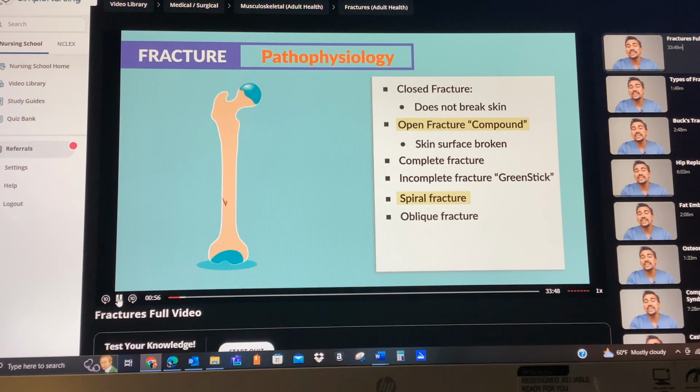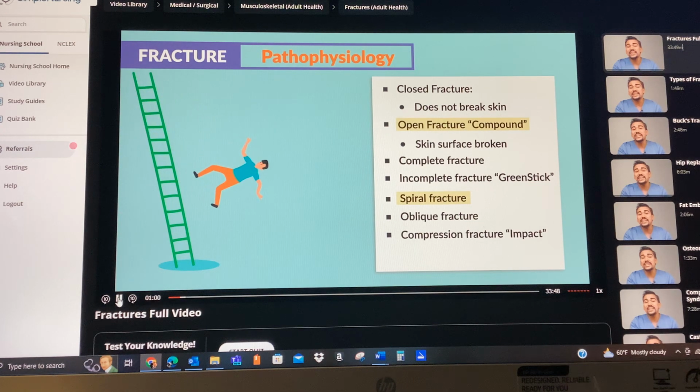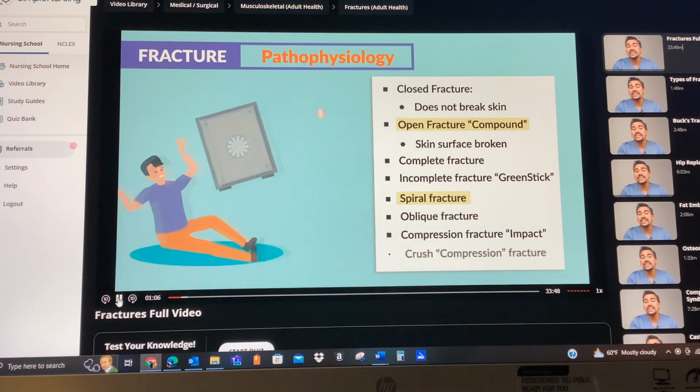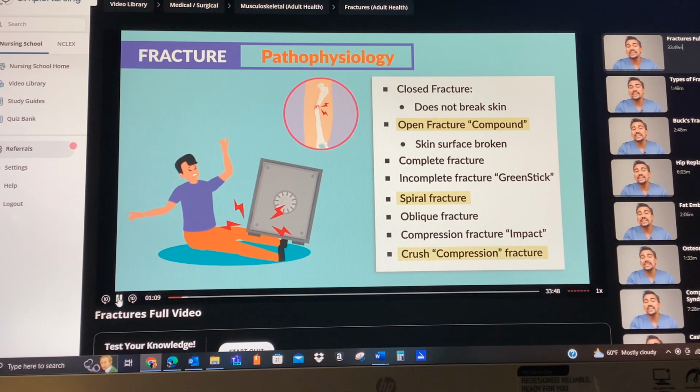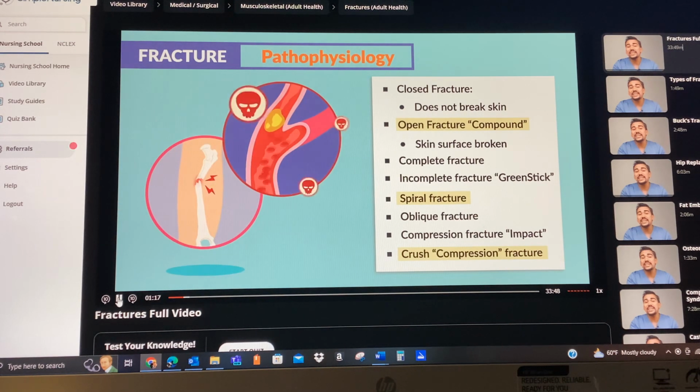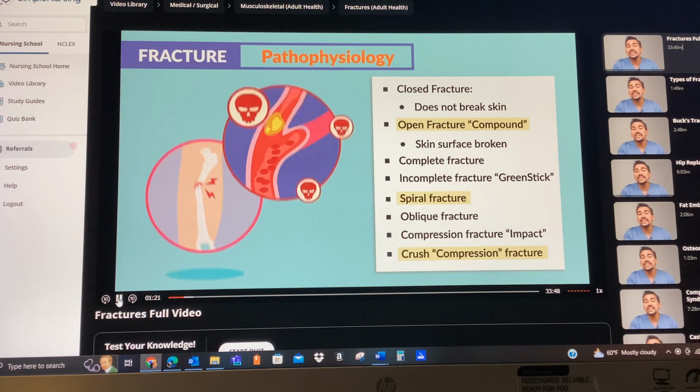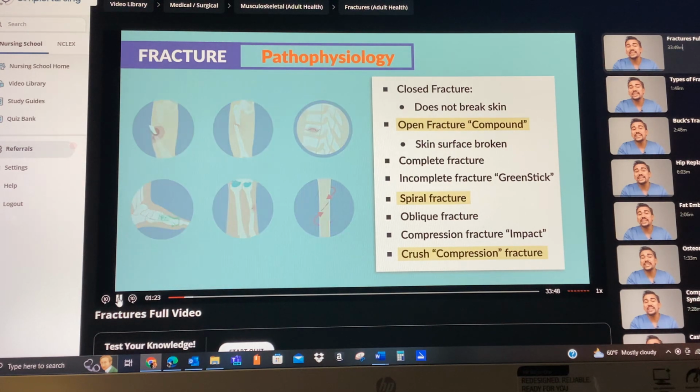Next is an oblique fracture, a fracture at an angle, and then a compression fracture known as an impact fracture, where bones are compressed like after a high fall or even a jump. And lastly, we have a crushing or compression fracture, where bones get crushed under a heavy object, like dropping a safe on your leg. This one places the client at high risk for a deadly fat embolism, which we also cover later. Now, you don't need to memorize every single one here.